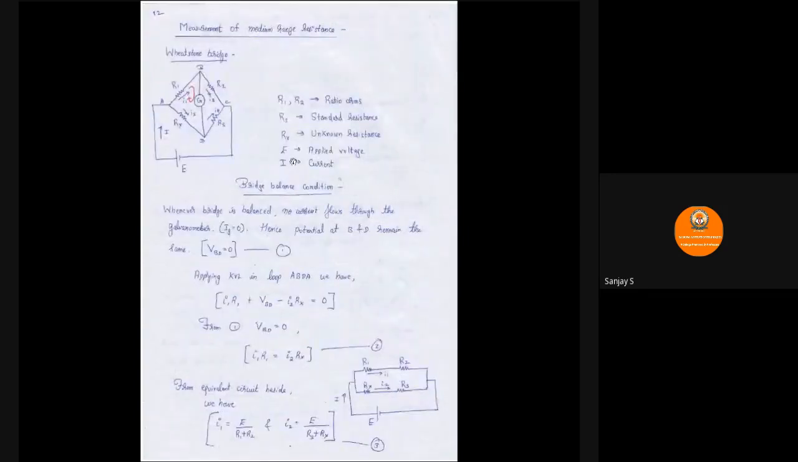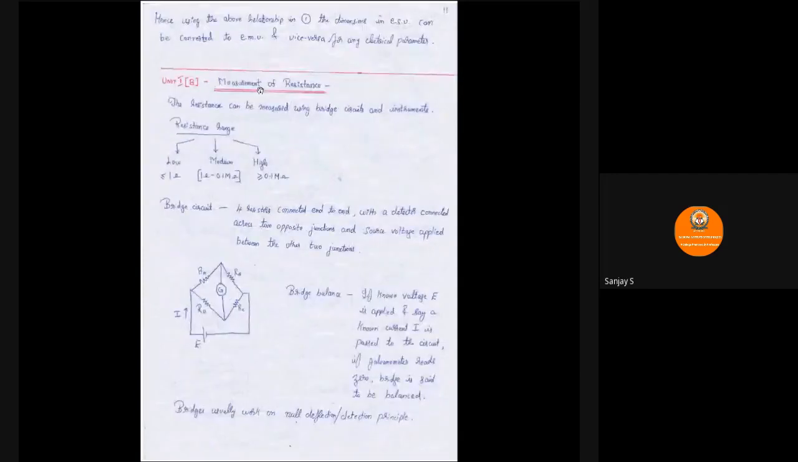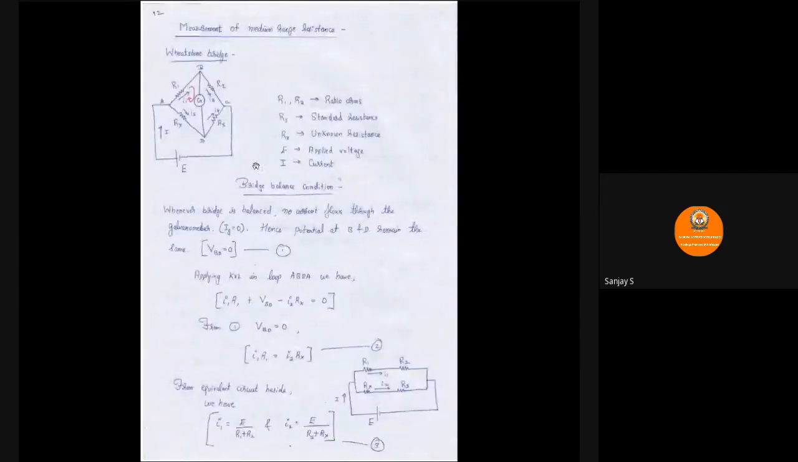Next, now we start with the first circuit, which is called the Wheatstone bridge circuit. This is basically used for the measurement of medium range resistance, which is between 1 ohm and 0.1 mega ohm. Measurement of resistance falling in the range between 1 ohm to 0.1 mega ohm. So we have this Wheatstone bridge circuit.